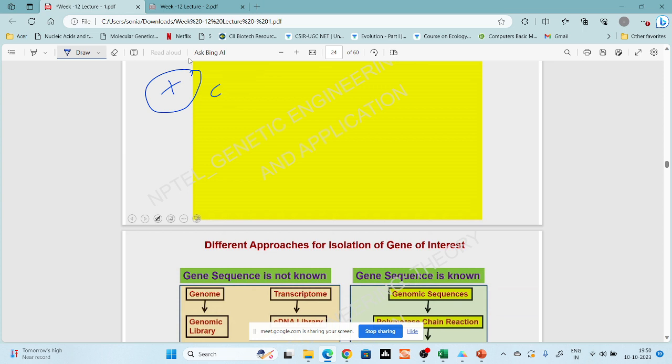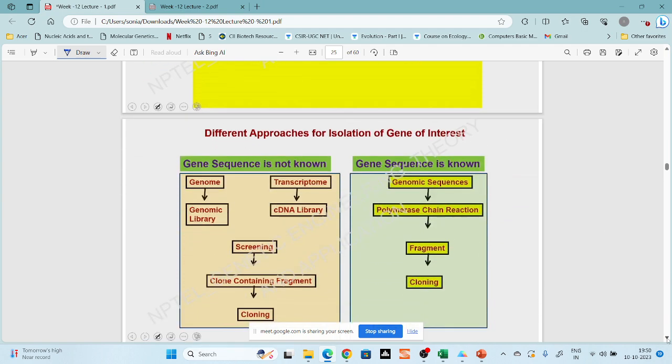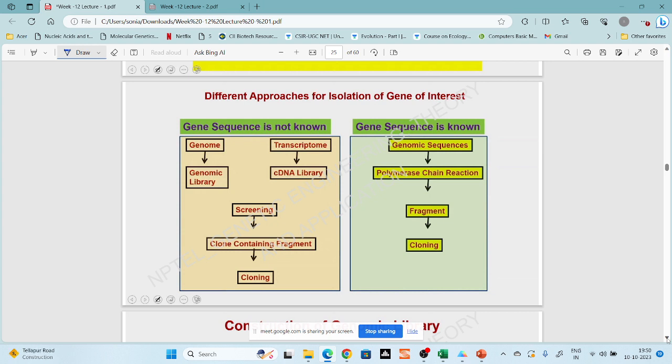Now, I need your gene of interest. Gene of interest has to be first isolated, and your plasmid has to be selected. Okay, now I want to isolate this gene of interest. So, for the isolation of my gene of interest, I can use different approaches. My approach depends upon how much information I have about the gene of interest. Okay, if I know the gene sequence, or if I don't know the gene sequence. If I know the gene sequence, it is very easy.